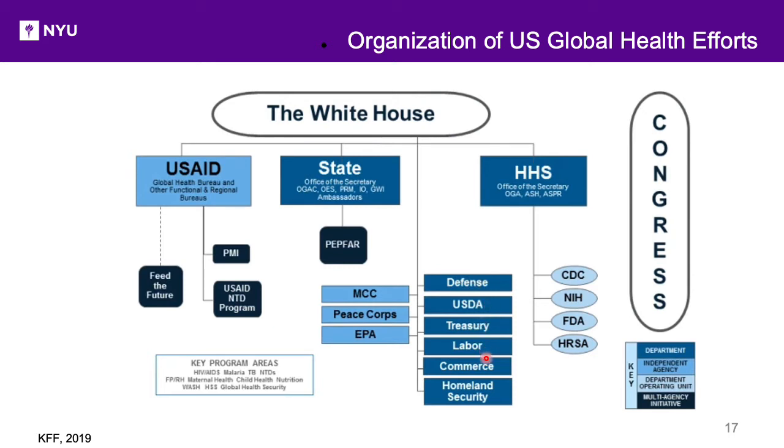USDA, Treasury, Labor, Commerce, Homeland Security, which funds various global health initiatives, various agencies, including EPA, Peace Corps, MCC, and then various agencies under departments, including CDC, NIH, FDA, HRSA. And then it also goes to independent agencies, which fund various programs.